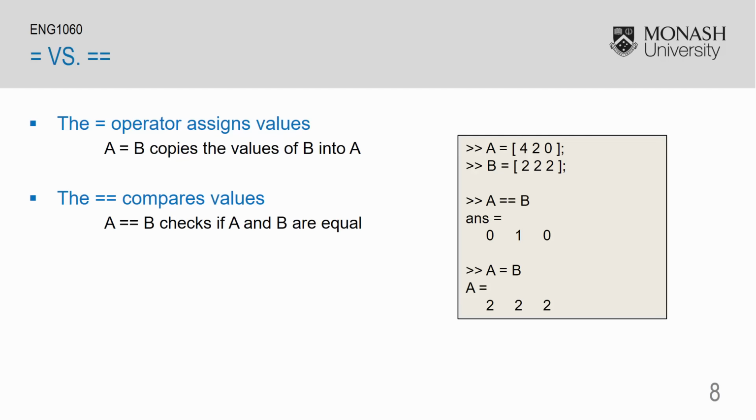Here we have two vectors, A which is a 1 by 3 and B which is a 1 by 3 as well. When calling A double equals B, it will check whether 4 is equal to 2, which is false, whether 2 is equal to 2, which is true, and 0 equals to 2, which is false. In contrast, using the single equals operator, it will copy the values of B into A. So A, which was originally 4 2 0, becomes B, which is 2 2 2.